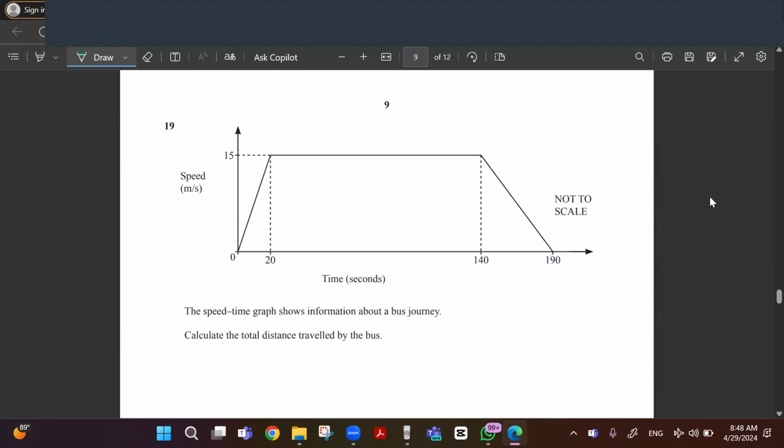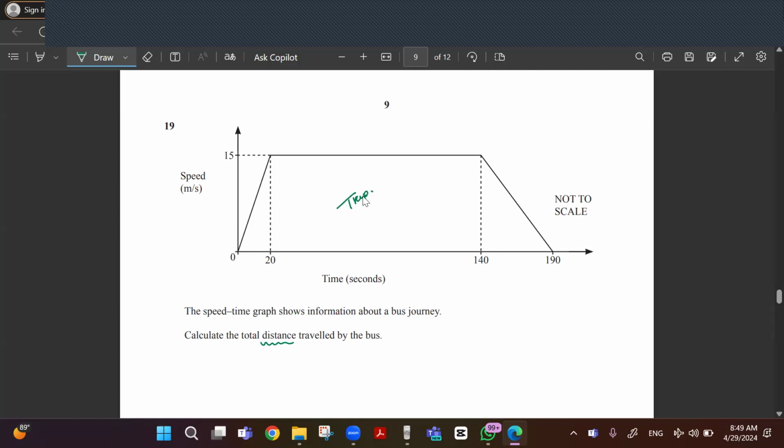Okay. For question 19, he's telling me this is a speed time diagram. This speed time diagram shows the information about a bus journey. First, calculate the total distance traveled by the bus. We said before how to calculate the total distance. The total distance is the area under the graph.